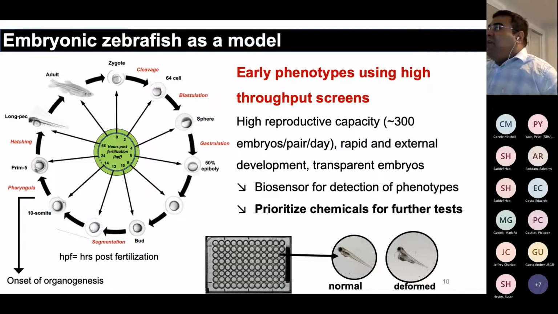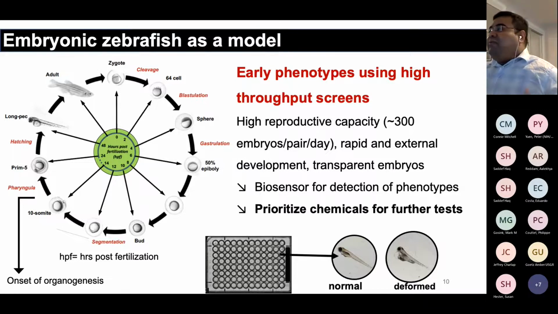Zebrafish is a terrific model for high throughput detection of chemical bioactivity by studying phenotypes. This is possible since they have external development and have transparent embryos where the developmental phenotypes can be tracked in real time either through light microscopy or in transgenic models through fluorescence microscopy. As you can see here, a big advantage of zebrafish is that their development is rapid. So from a single cell zygote stage to the onset of organogenesis, it takes less than 24 hours.